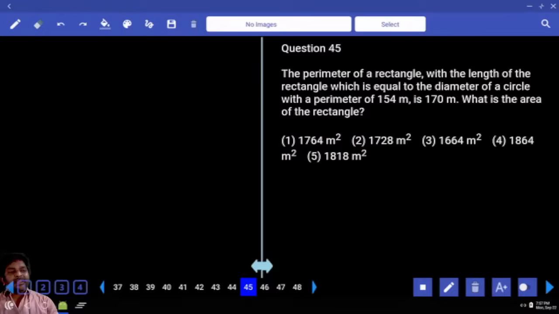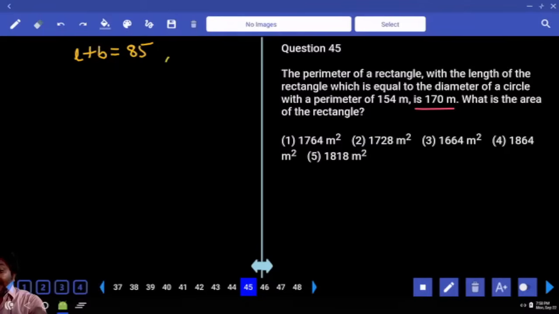The perimeter of the rectangle, with length of the rectangle equal to the diameter of the circle with perimeter 154 meters, is 170. What is 170? You tell me. Come on my dear English medium graduates. Izzat ka sawal. What is 170? Perimeter of the rectangle. 2 times of L plus B is 170. Then L plus B will be equal to 85.